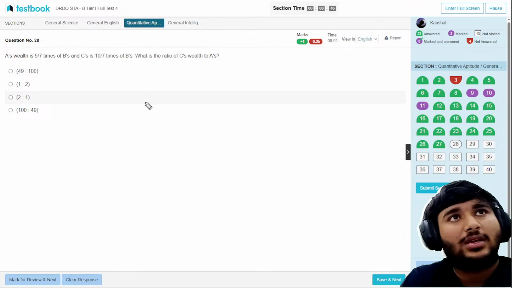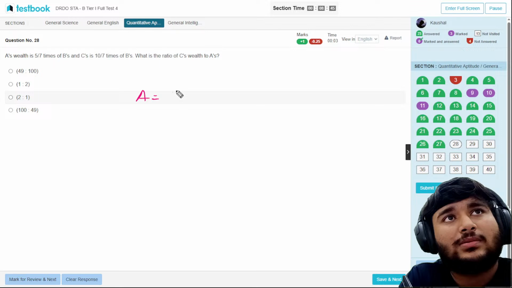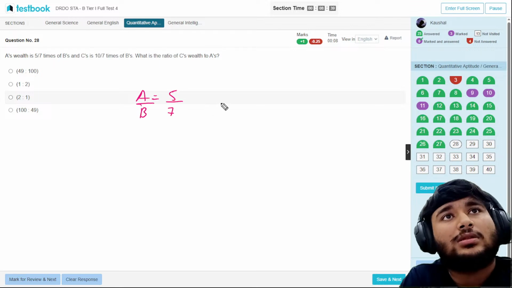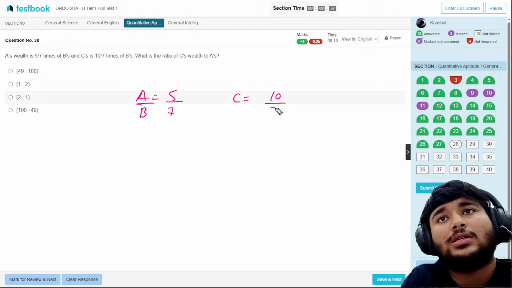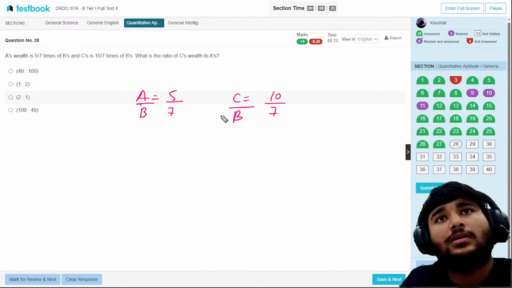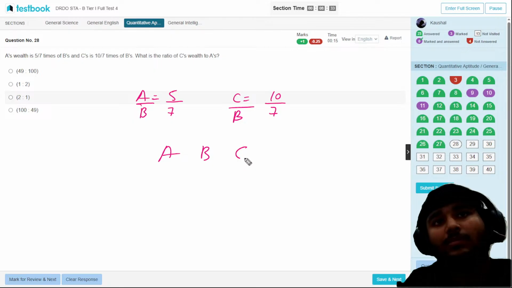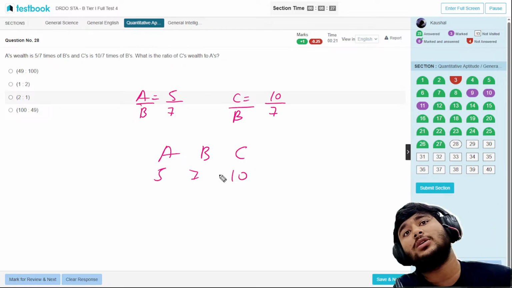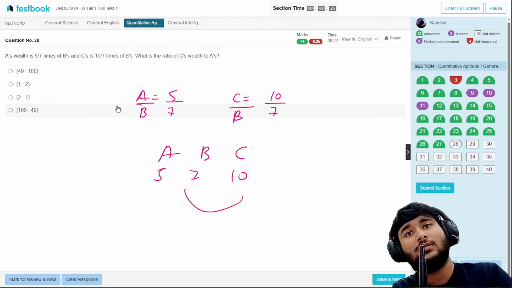His wealth is 5/7 of B's wealth. And C is 10/7 of B. What is the ratio of C's wealth to A's wealth? 2:1.